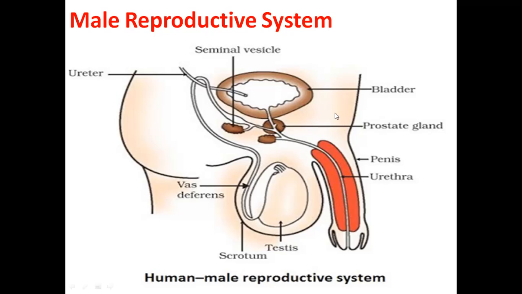So this is all about the male reproductive system. I hope you understand the basics about the male reproductive system. Those who are biology lovers can understand it easily. In the next part, we'll see the female reproductive system. I hope you have understood it.